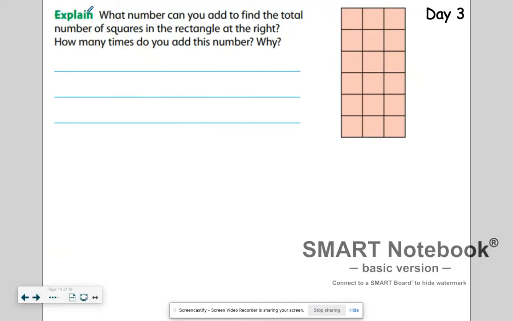Alright guys, this video is for Thursday, January 7th. This is our last day of tiling rectangles in same size squares.